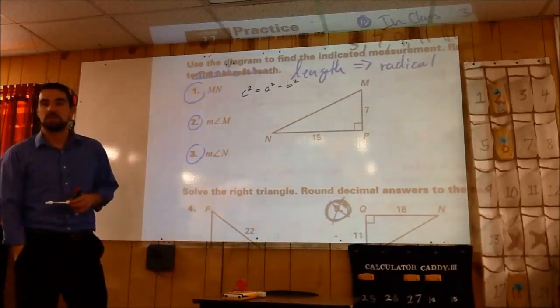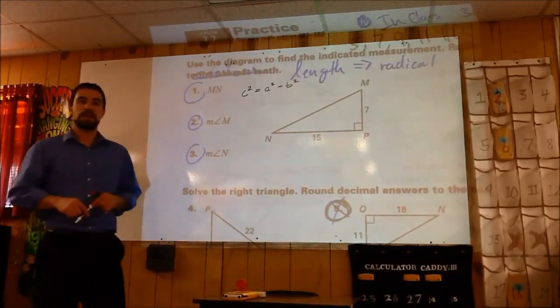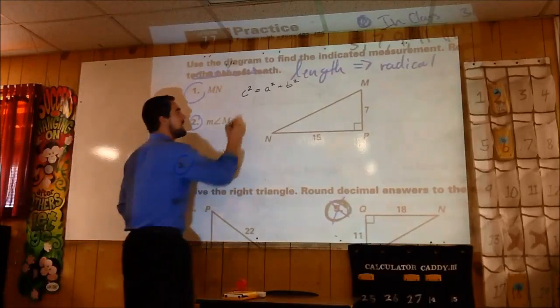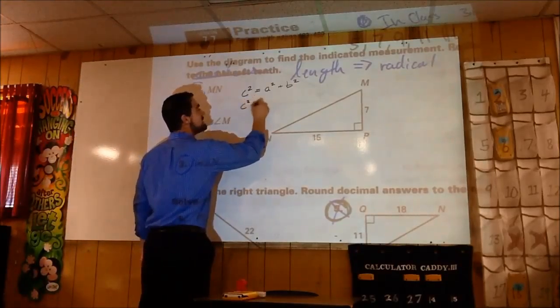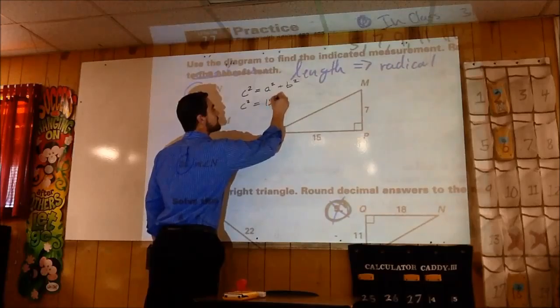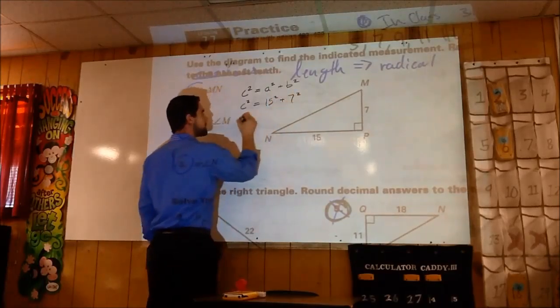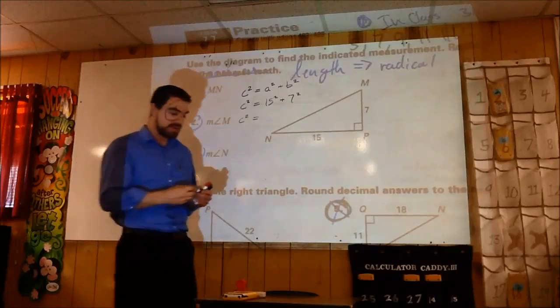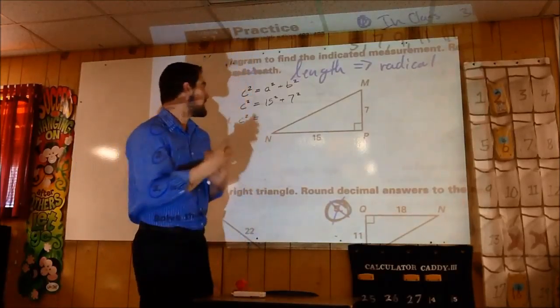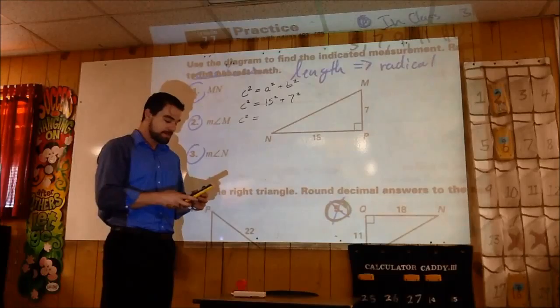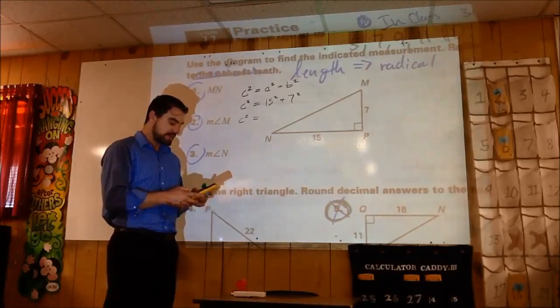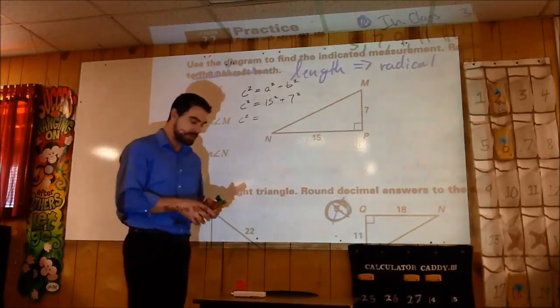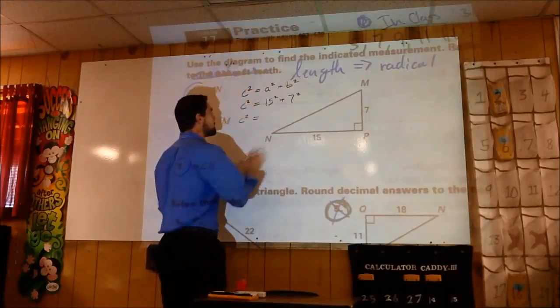What variable are we searching for using the Pythagorean theorem? C, which represents the length of the hypotenuse. So I'm going to leave C as is, but plug in 15 and 7 for the length of the legs. I'm going to plug that into my calculator rather than individually doing it, stating 225 plus 49. My calculator can do that for me. So 15 squared plus 7 squared equals 274.